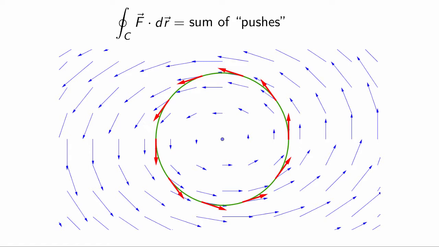In fluid mechanics, this quantity is often referred to as the circulation of the field around the loop. Again, the circulation represents the net amount of push that the field exerts around the loop. So the larger the circulation, the more rotation will be produced.